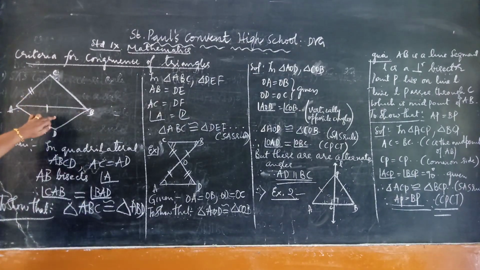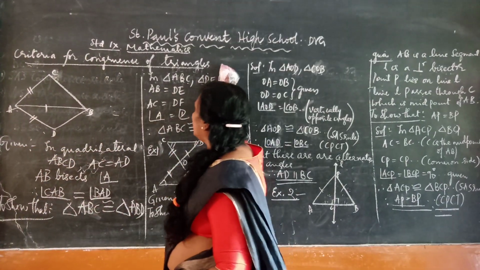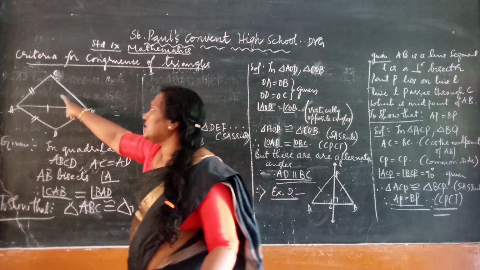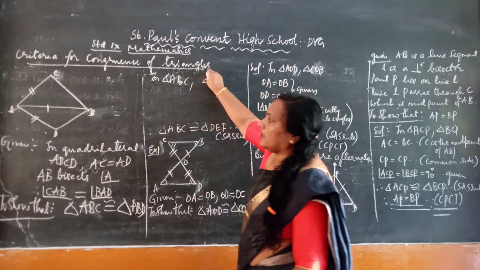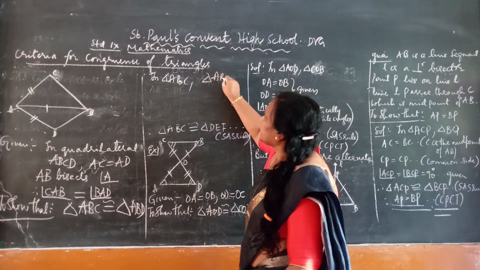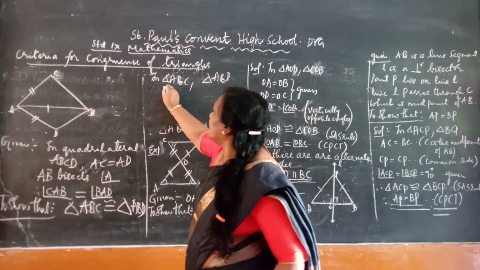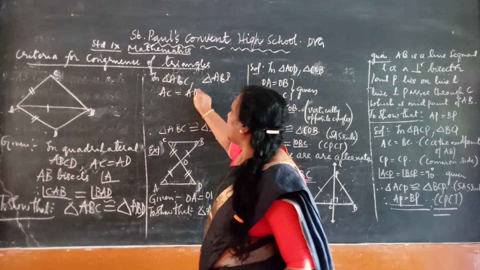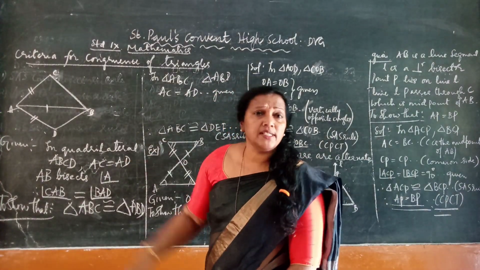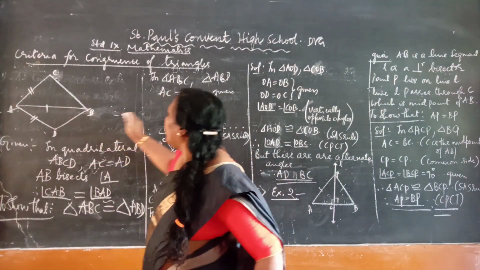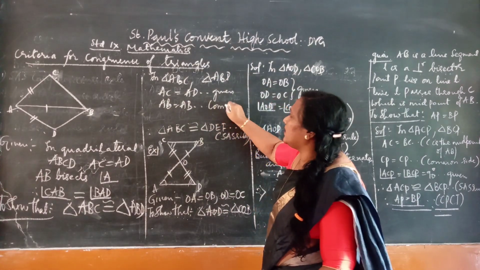To show these two triangles are congruent, you make use of the SAS rule. I have to take these two triangles, triangle ABC as well as triangle ABD. Yes, it is already given that AC is equal to AD. One side will usually be common. Which is the common side, children? It is AB. AB is equal to AB. It is a common side.